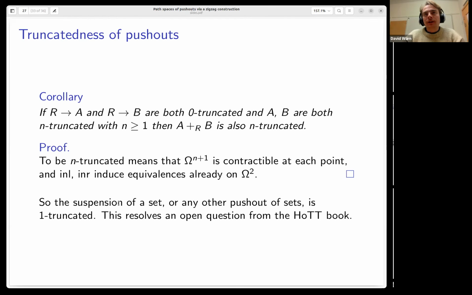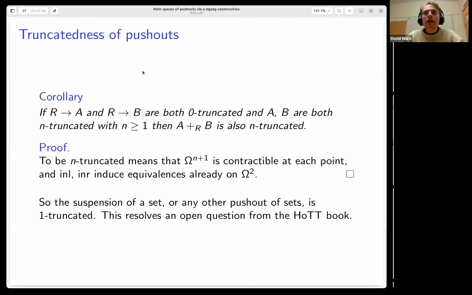So in particular, you can take n here to be 1, and then you can take A or B to be any sets. A map from sets is zero truncated. And then you see that, for example, the suspension of a set is one truncated. So this special case resolves an open question in HoTT that was mentioned already in the HoTT book. And it's a result that was for a long time expected to be not provable in HoTT, even though it was known in some external sense for spaces and for higher topologists.